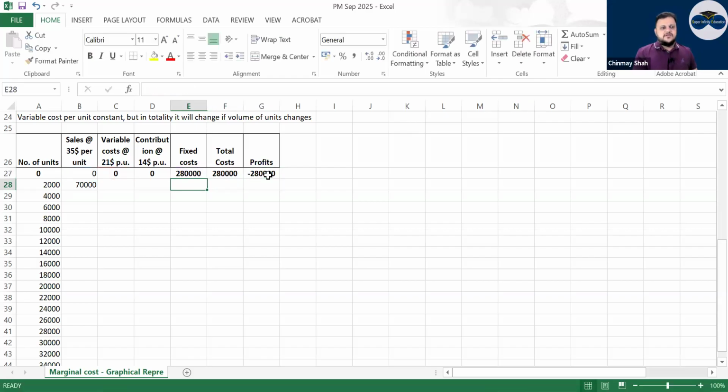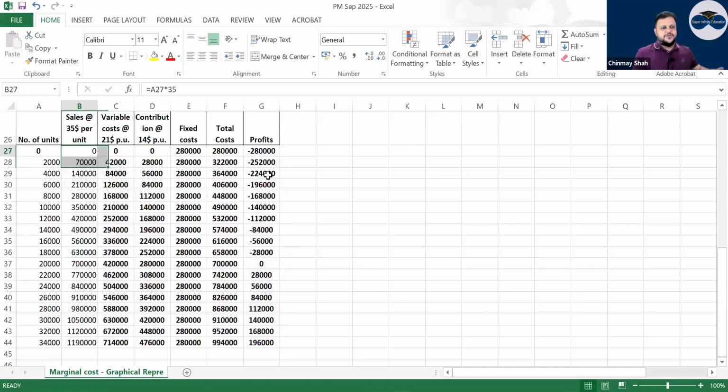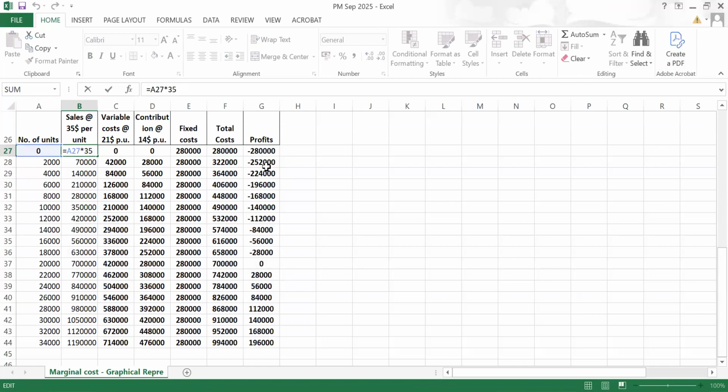Okay. So now what you have to do? Populate this. Populate this means, if you have given the formulas correctly here, then you just have to copy and paste it up to 34,000. See whether you can populate it. If yes, okay. If no, then let me know. The first formula you put at 0 is 0 into 35. Sir, it is 0 only, but put the formula. That formula you can put everywhere up to 34,000. Everybody okay? Yes, sir.